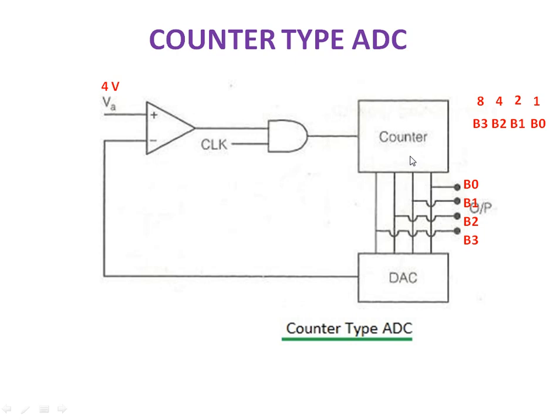Initially the counter will be in reset position. Reset means all the bits will be 0. The initial value of the counter is 0, so 0 0 0 0. The bits are represented here, B0 and so on. The weightage is 1 2 4 8.